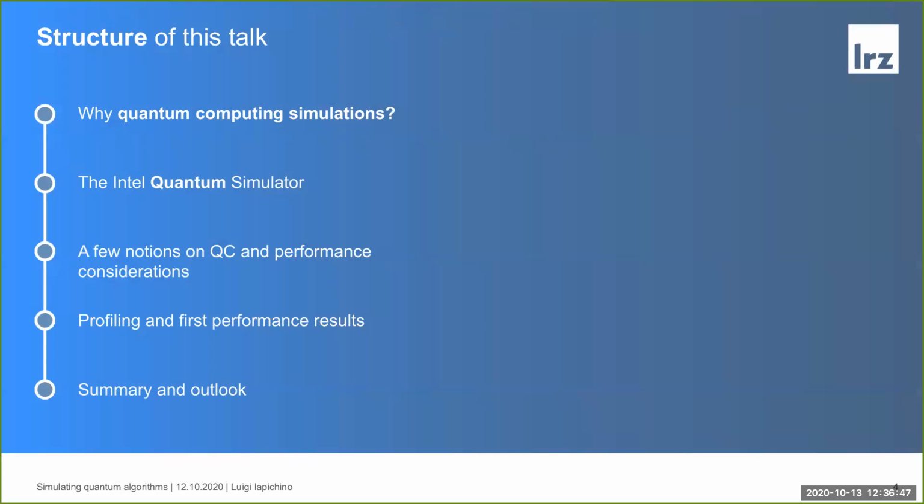I will give the following structure to my talk. I will try to convince you why simulations for quantum computing are important and why these are needed on HPC systems. I will go on describing the Intel Quantum Simulator, an open source tool by Intel for doing such simulations. And I will try to guide you through a few ideas on quantum computing and performance considerations on these tools. So I will introduce just the details which are really necessary to understand what's going on in terms of HPC performance. Then I will show you the first profiling of the tools, the first performance results that we have, and I will describe where we want to go from here.